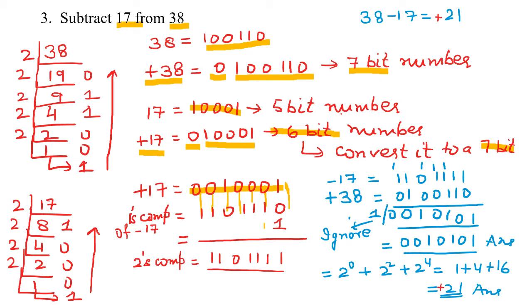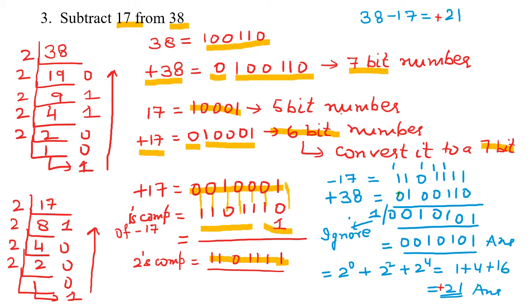Now add 1 to this. 0 plus 1 is 1. The remaining bits we are adding 0, so it is 110111. So overall, 2's complement of minus 17 is 110 and 4 ones. Now to perform the 2's complement subtraction, add 38 to this minus 17.